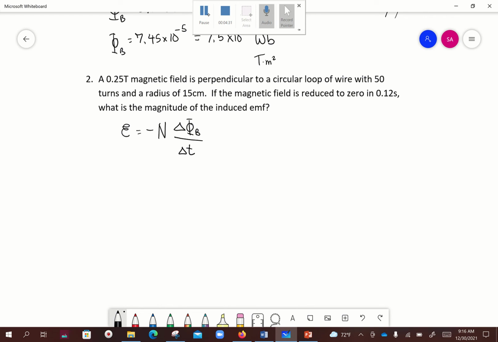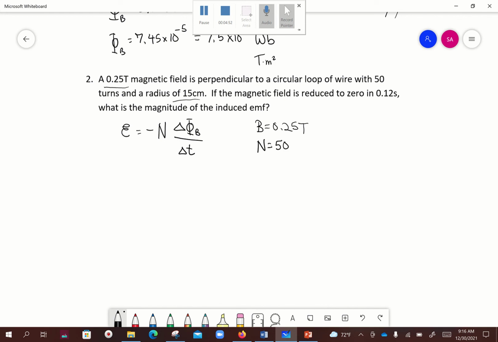So I've got a 0.25 Tesla magnetic field. So B is equal to 0.25 Tesla. It is perpendicular to a circular loop of wire. I'll come back to that in a minute to get the angle, with 50 turns. So 50 turns, that's my N.